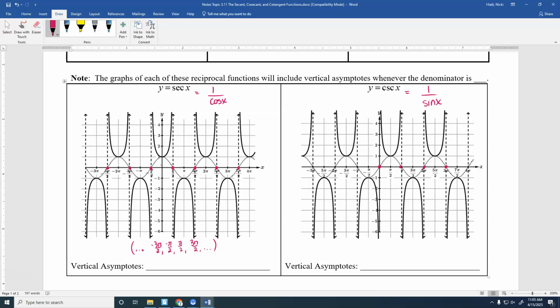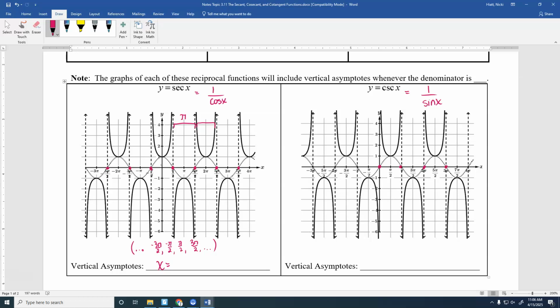How could I write this with pi's and k's? How far apart are each one of my vertical asymptotes here? Not 2 pi. Just pi here. Now the period of the graph is still 2 pi. But if I'm just wanting to give the equations for the vertical asymptotes, I'm going from pi over 2 to 3 pi over 2, and then 3 pi over 2 to 5 pi over 2. That's just the distance of pi.